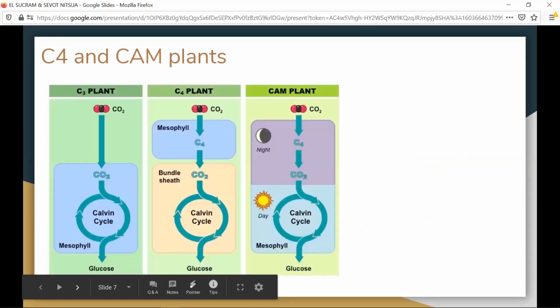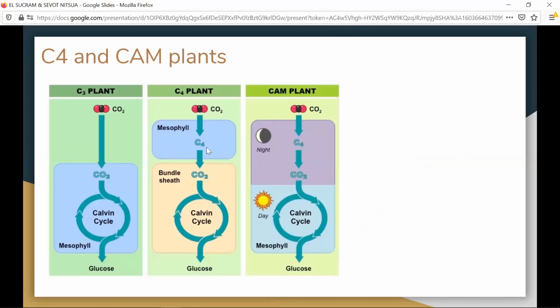So if they are separated physically, like a C4 plant does, your light reaction can do its thing in a completely different part, and your Calvin cycle can happen in a completely different part. Since they're physically separated, it minimizes the amount of oxygen that is coming into contact with your Calvin cycle, which prevents all that photorespiration due to a physical barrier. Some examples of C4 plants can be crabgrass, sugarcane, and corn.